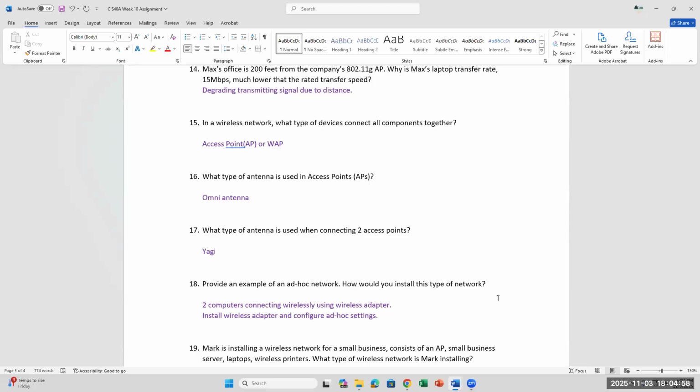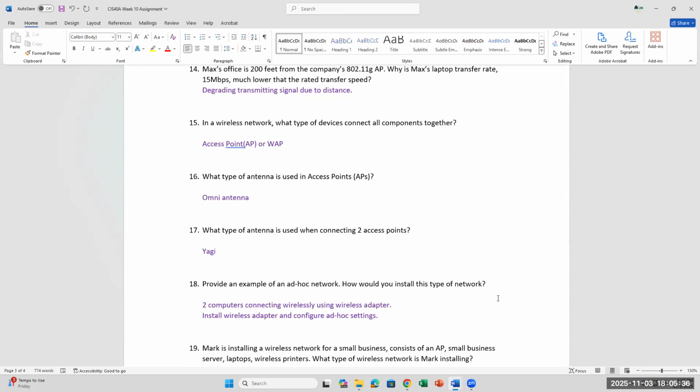Provide an example of an ad hoc network and how do you install this kind of network? An ad hoc network could be a wireless network, and sometimes it can be a wired network. But in a wireless sense, you might have two laptops connecting using their own wireless adapter. You simply install and configure the wireless adapter. Like when you plug in the USB, configure it, and install the driver for it, you are going through this part.